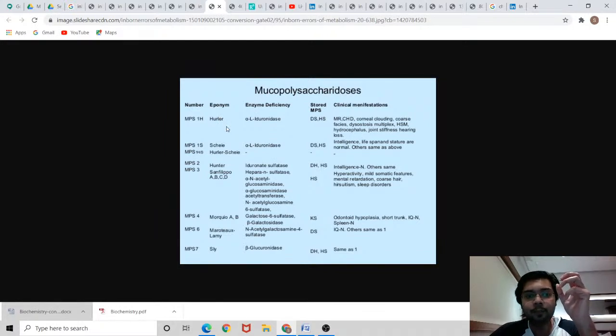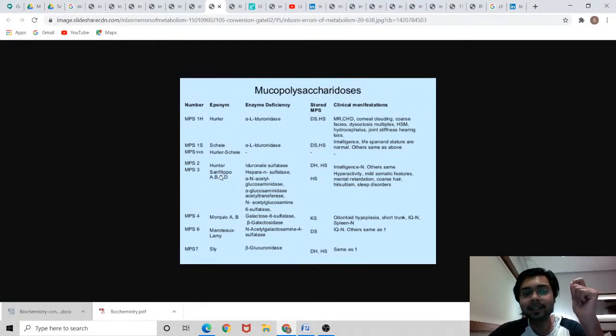Okay, in MPS2, that is Hunter's, how you will differentiate Hurler from Hunter's is, in Hurler mental retardation will be present. In Hunter, for being a hunter you should be intelligent, so intelligence will be normal in case of Hunter's disease, and the rest of the things, the vomiting and the coarse faces, can be common, but intelligence will be normal in Hunter's, while the baby will be mentally retarded in Hurler's. Hunter will be normal, Hurler will have mental retardation present.